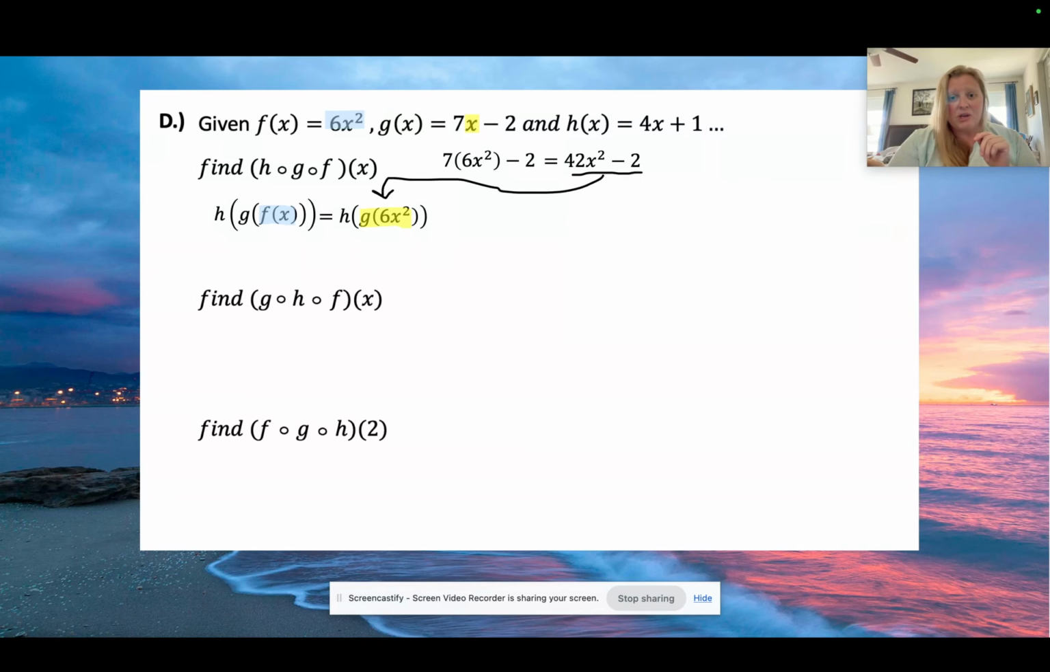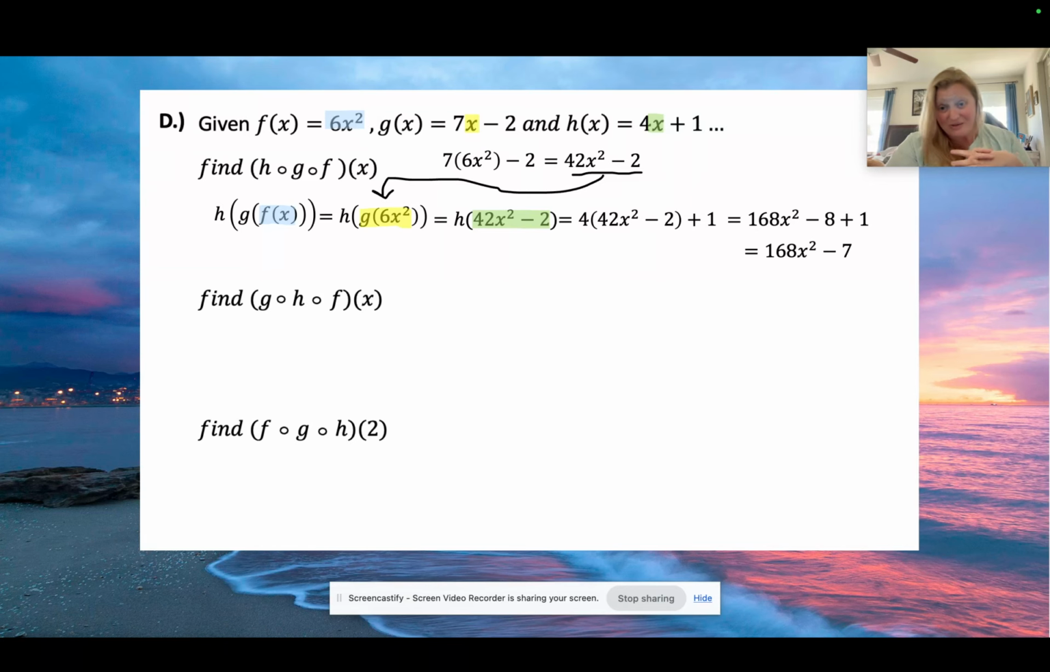So that expression is going to go in my parentheses next to my h. Every time you plug in, it's basically like you lose a letter. So I plugged 6x squared in, I lost my f. When I took the 6x squared and put it in the g formula, I lost my g. Now I'm just down to my h. So I take this whole thing, 42x squared minus 2, and I'm going to put all of that in x's spot in the h formula. So it's going to look something like that. And when I simplify it, I'm going to get 168x squared minus 7.